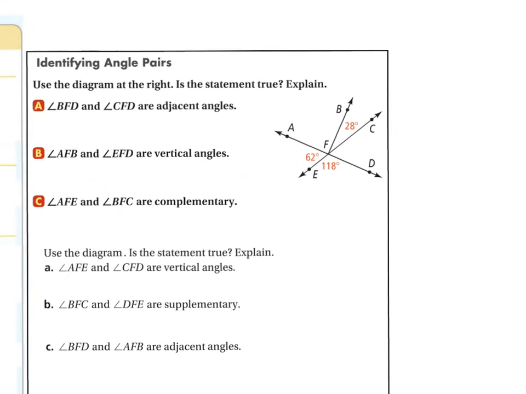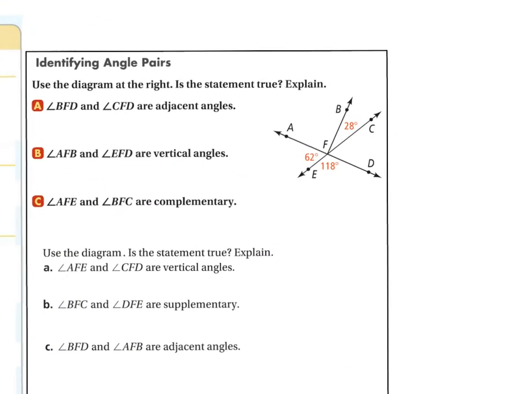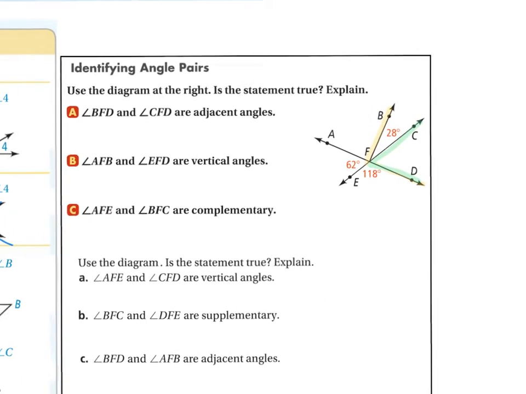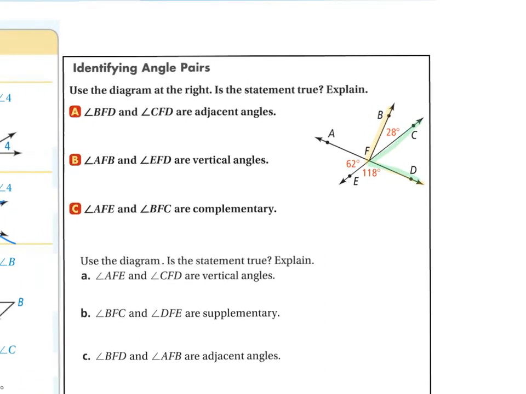So let's use the diagram at the right. Is the statement true? Explain. So is angle BFD, so BFD and CFD, are they adjacent angles? Well, think about it. They do share one side, but the green one, CFD, is inside the yellow one. So there it would be no. Angle CFD is inside angle BFD.